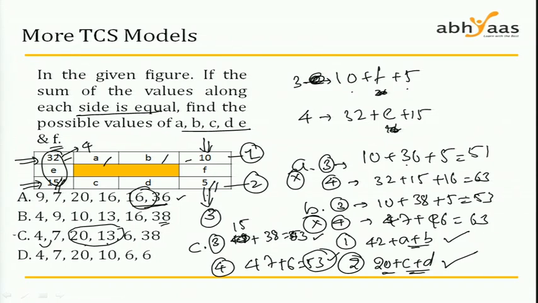So your answer is option C, 4, 7, 20, 13, 6 and 38. Right? Again, looks complicated but a very simple problem.